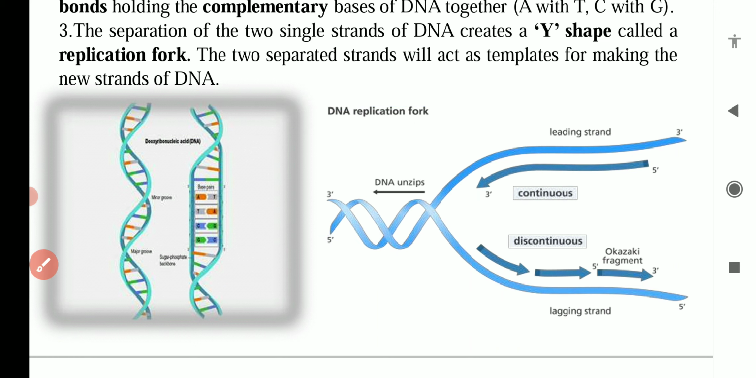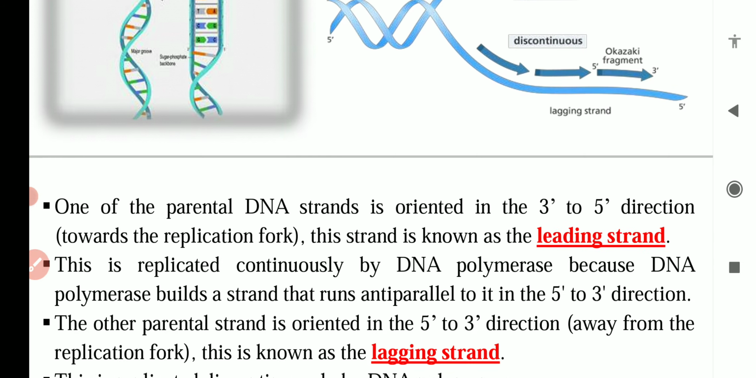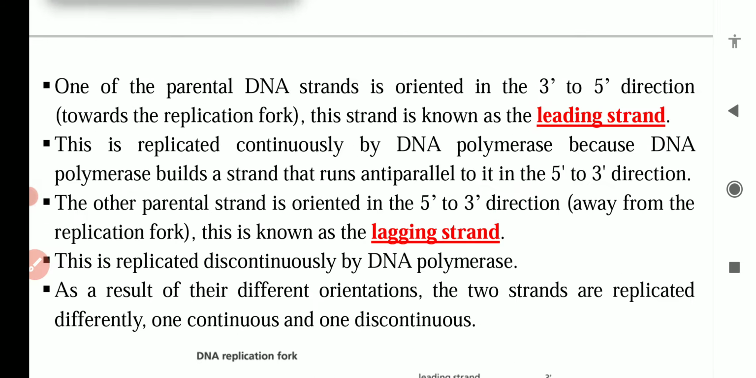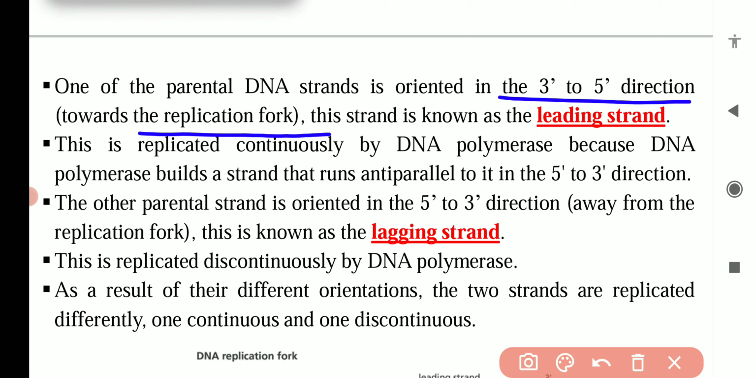Okay, so this is DNA replication, and the complete process we will discuss in our coming videos. So one of the parental DNA strands, which is oriented in the 3' to 5' direction towards the replication fork, this strand is known as the leading strand.